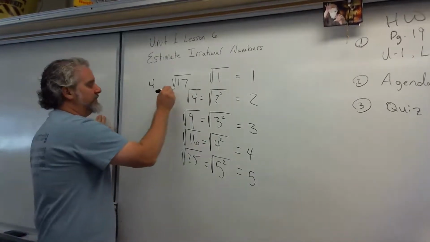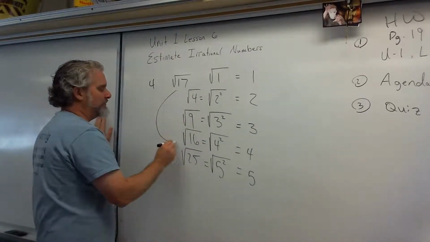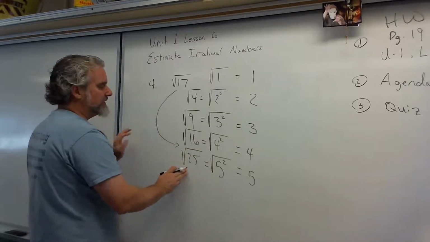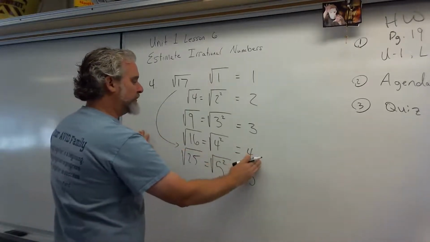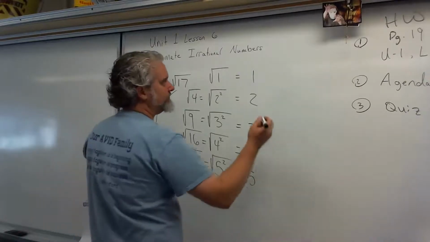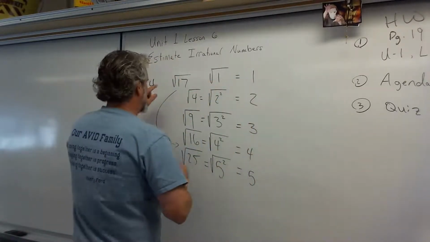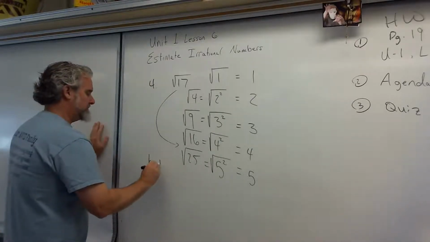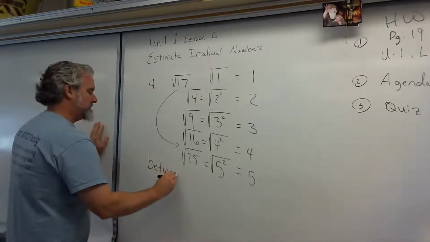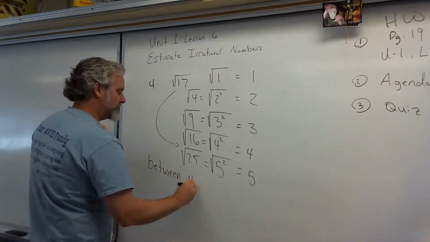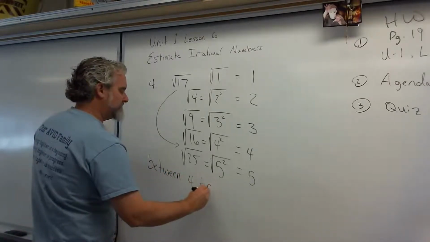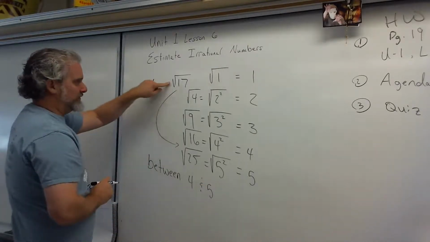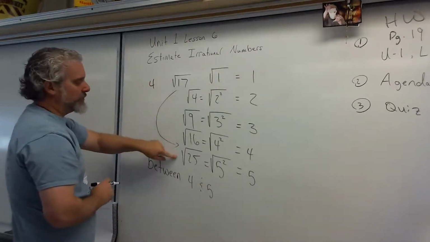A square root of 17 would fit right between the square root of 16 and square root of 25. So that falls between 4 and 5. So how am I going to write my answer up here? I'll write it right here. That's still on the board. Between 4 and 5. So our next one down is square root of 16. And our next one up, square root of 25.